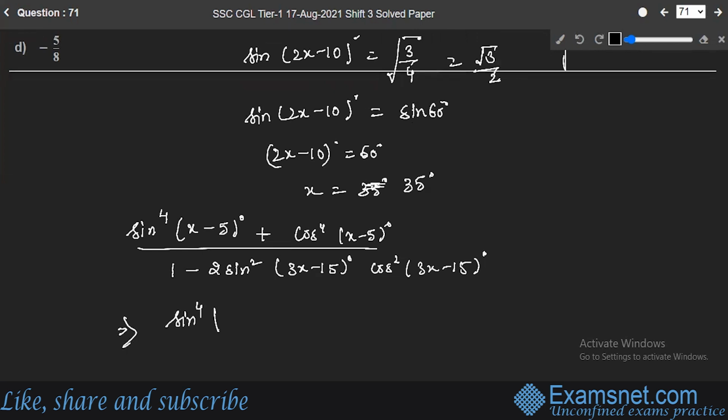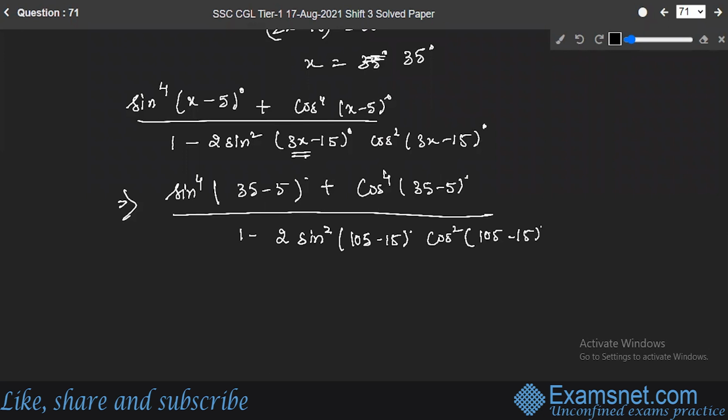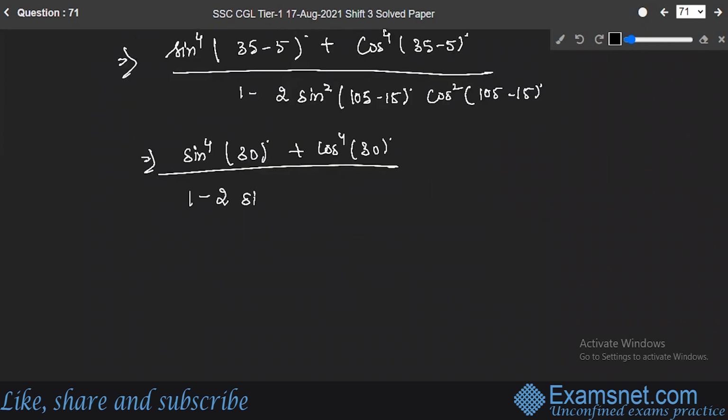So this is sine raised to power 4 (35 minus 5) plus cos raised to power 4 (35 minus 5), whole divided by 1 minus 2 sine square (35 into 3, this is equal to 105, I'll write down this only, 105 minus 15) cos square (105 minus 15). This is equal to sine raised to power 4 (30) plus cos raised to power 4 (30), whole divided by 1 minus 2 sine square 90 cos square 90.